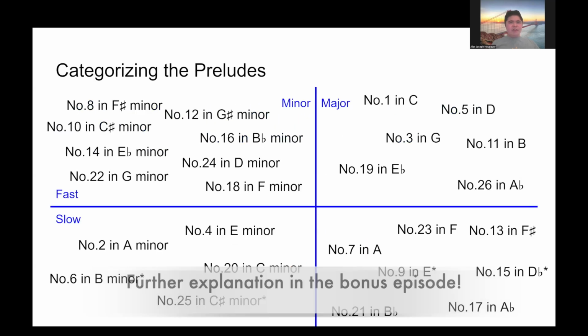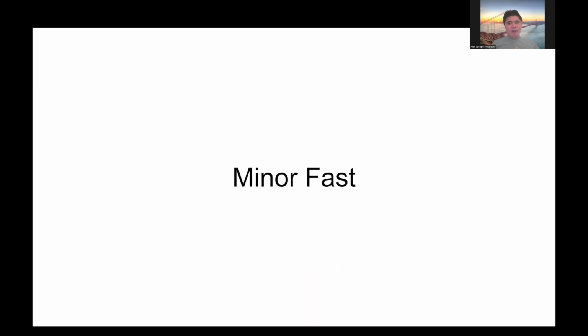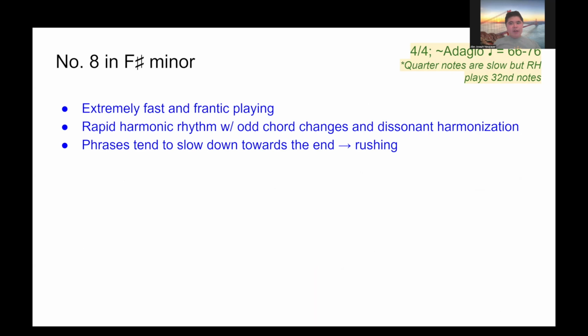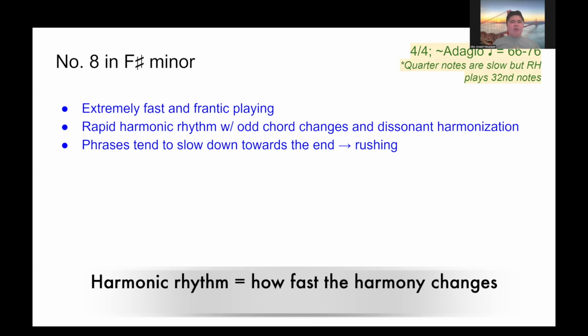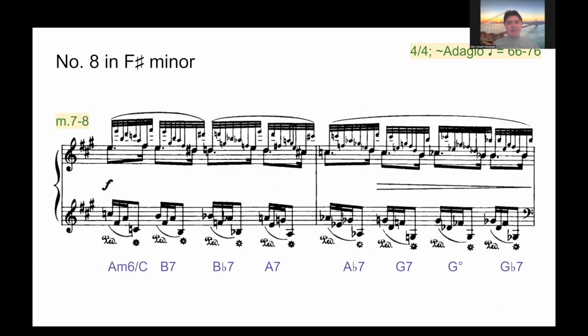All right, let's return to the preludes. Obviously, we can sort them by being major or minor, but I also sort them by whether they're fast or slow. So we're going to start our conversation with the minor fast preludes. First up is number 8 in F sharp minor. This piece has extremely fast and frantic playing. There's a rapid harmonic rhythm with a lot of odd chord changes and dissonant harmonization. Furthermore, the phrases tend to slow down towards the end, which makes the start of each new phrase sound very rushed. So let's talk about some specific passages.